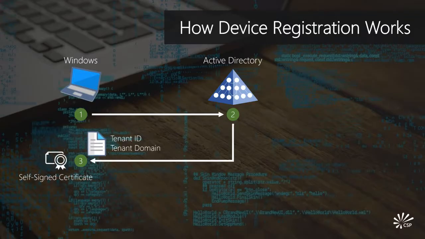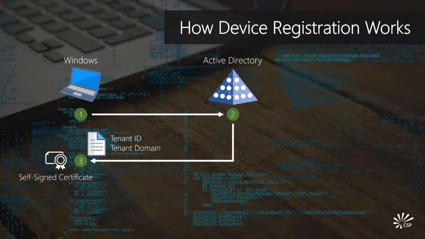So in our case, again, we're not using a federated domain, so we don't have ADFS, but rather we're just using a managed domain. So when Windows reaches out and gets the SCP, it's going to be told that this is a managed domain being used. So Windows is going to create a self-signed certificate that will be used to initially identify itself with Azure AD.